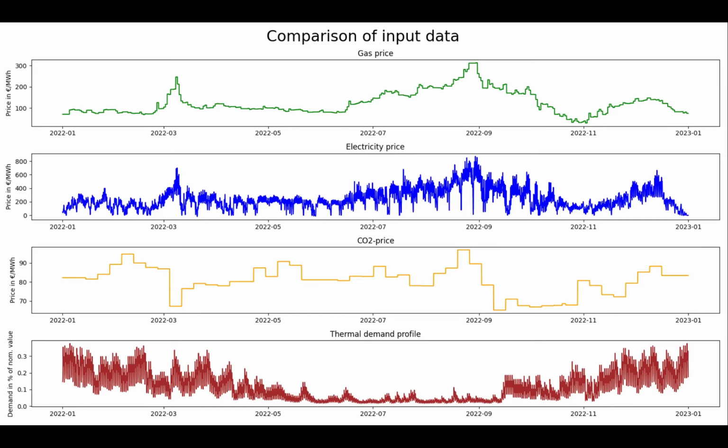This gas price is in turn influencing the electrical price, or the price for electricity on the day-ahead market. As you can see, it correlates quite significantly. This is because of the merit order system, where gas-fired power plants are very often setting the price. The CO2 price is between 70 and 90 euros, so it's quite stable, and this is referring to the European CO2 certificate market. And lastly, we have the thermal demand profile, which quite clearly shows that most of the demand is located in the winter, spring and autumn, while in the summer we have very low demand.